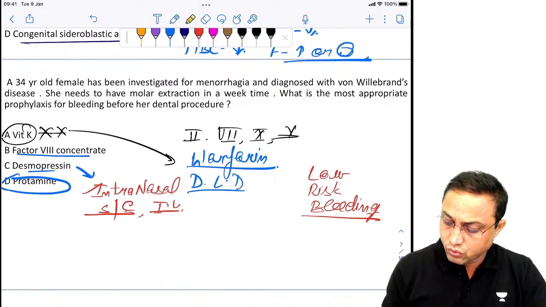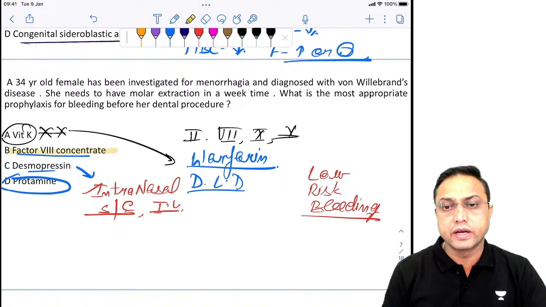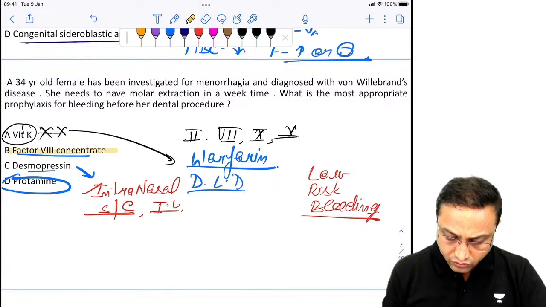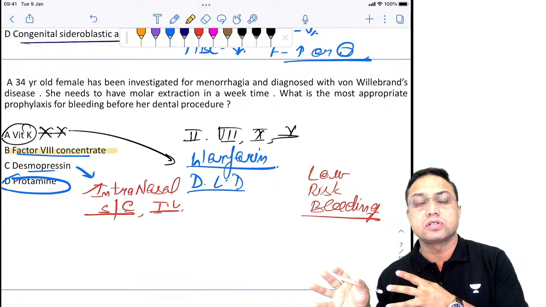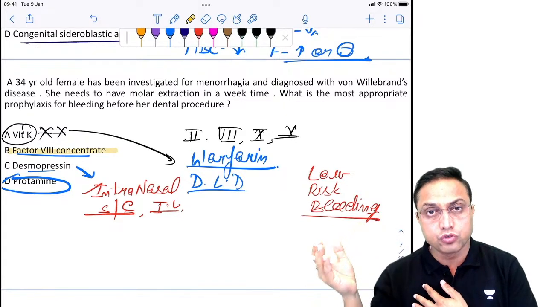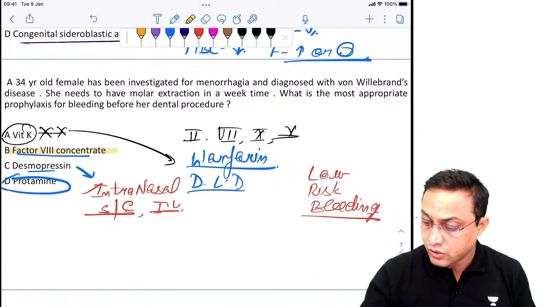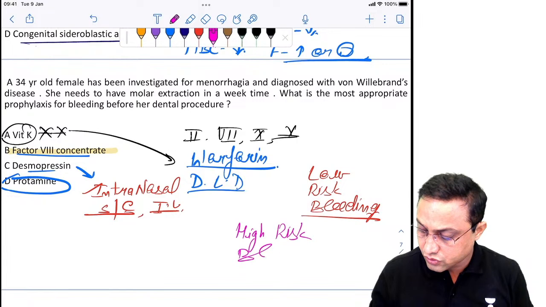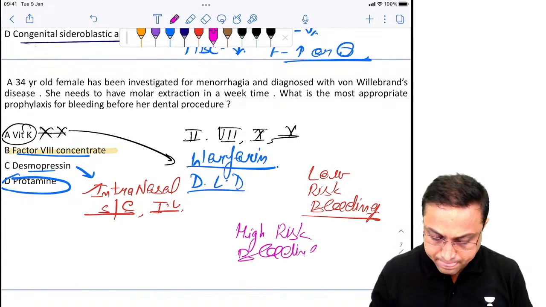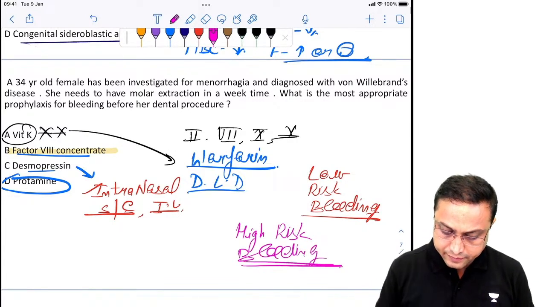Now we are left with only factor 8 concentrates. I do agree with your point that factor 8 concentrates need to be given, but guys, factor 8 concentrates are given only in those patients where there is a high risk of bleeding. Where? High risk of bleeding, right?